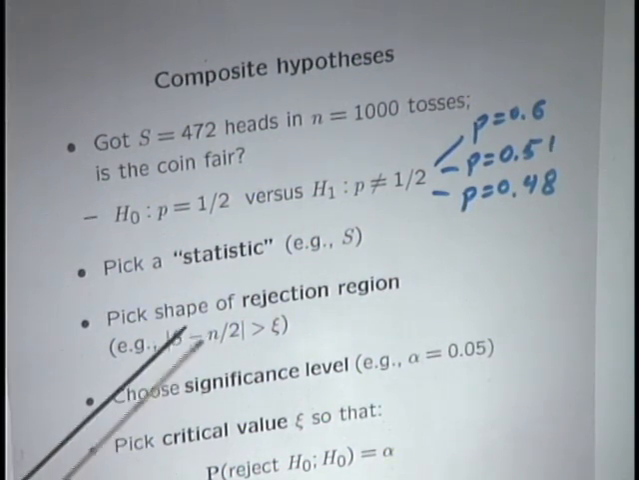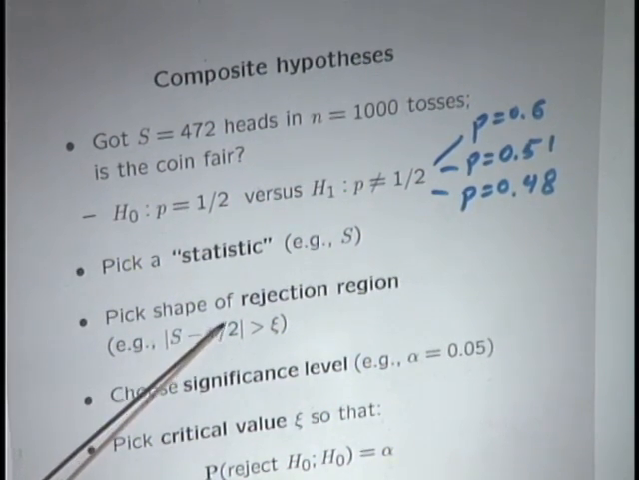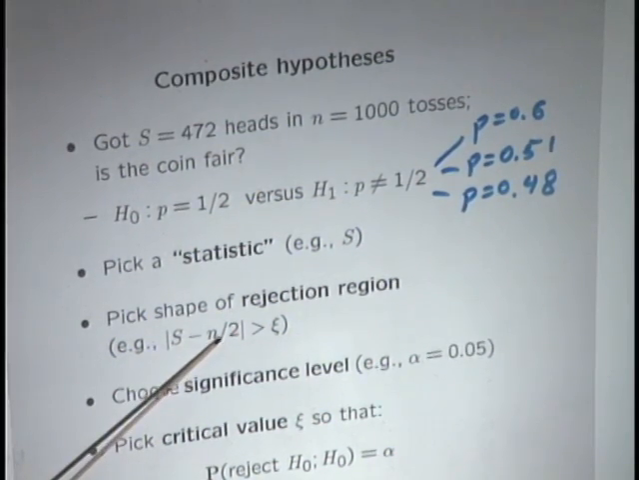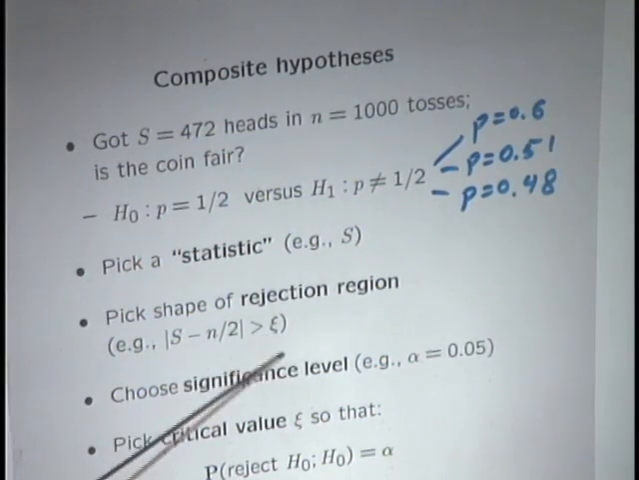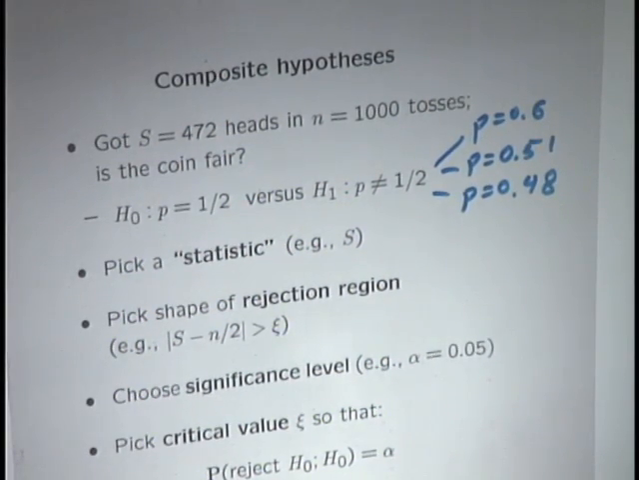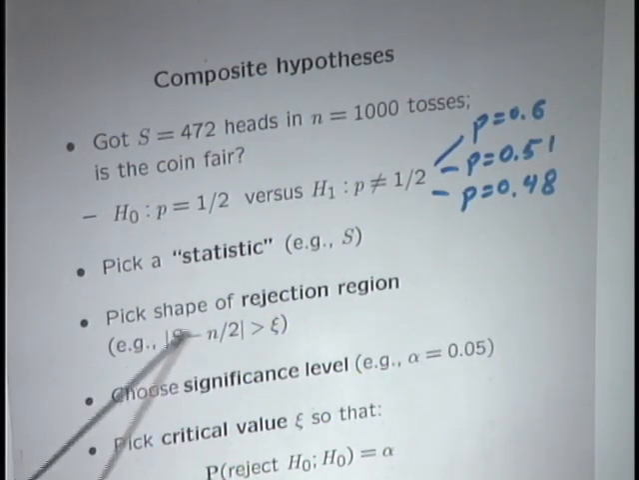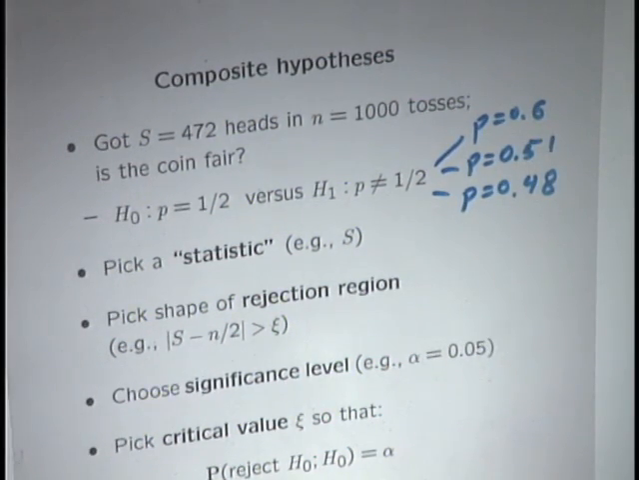If the number of heads I see is far from the expected number of heads, then I consider this to be an outlier. So if this number is bigger than some threshold xi, I consider it to be an outlier, and then I'm going to reject my hypothesis. So we picked our statistic. We picked the general form of how we're going to make our decision.